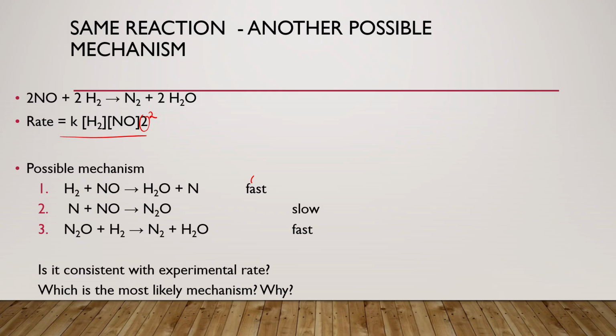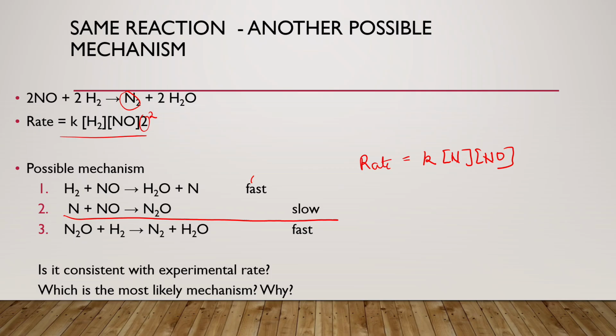Okay. So now let's try to see if this mechanism is also an acceptable mechanism for the above reaction. So here the second step is a slower step. So that means the rate equals K times molar concentration of N times molar concentration of NO, right? But N over here is an intermediate because it's not appearing on the reactant or the product side. Remember, the product side is N2, which is a nitrogen molecule. It's not a nitrogen atom. So the nitrogen atom here is an intermediate.